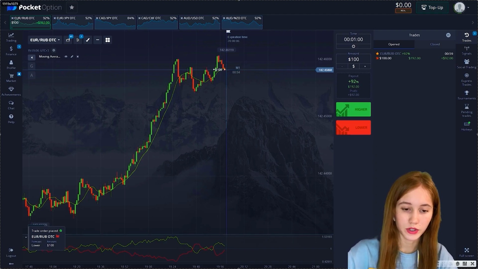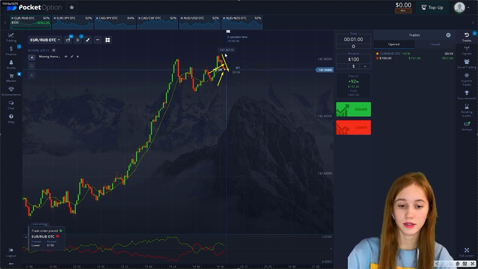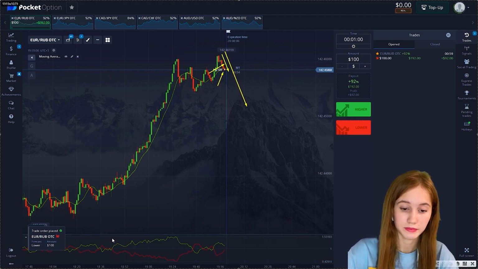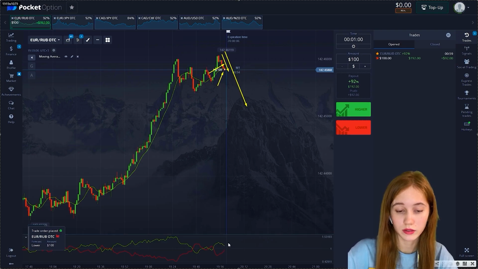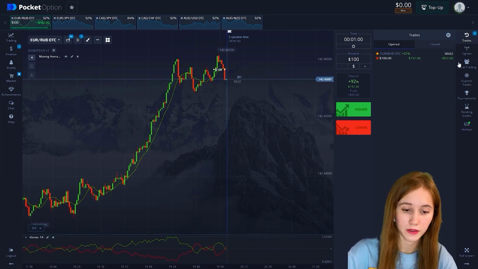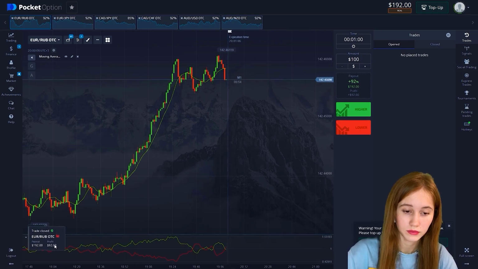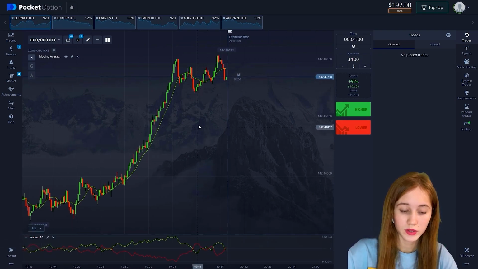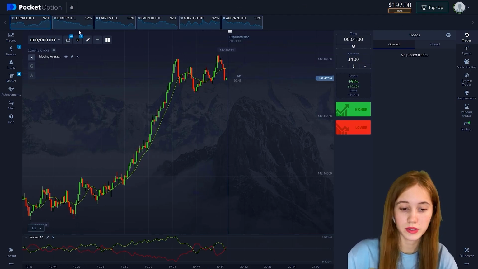By the moving average, we see an upper position, but we already reached these points. I think it's a change of trend. And the second indicator, Vortex, we see a change of trend, but green prevails and it's falling, so it's changing the trend. Our profit is $92 and our balance is already $192. Let's move on to the next currency pair.